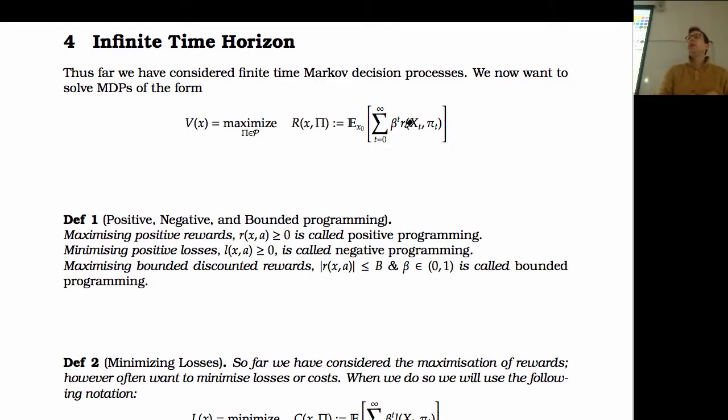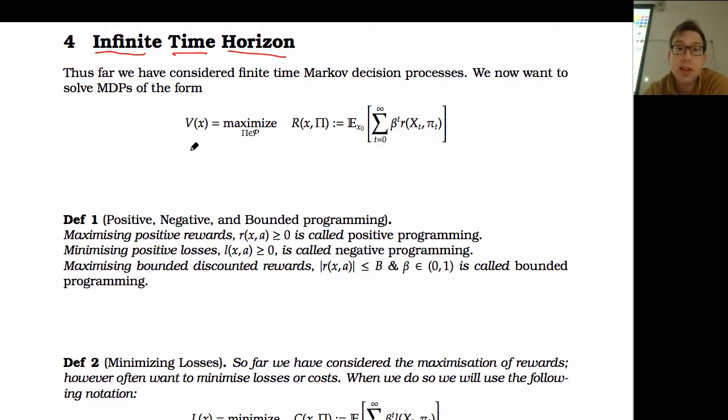Okay, so I'll just quickly recap where we were last time. We were considering infinite time horizon dynamic programs or Markov decision processes. So those were Markov decision processes where there wasn't a specific end time. Things could last forever, or they could kind of stop and then cease to accumulate any rewards or losses afterwards.